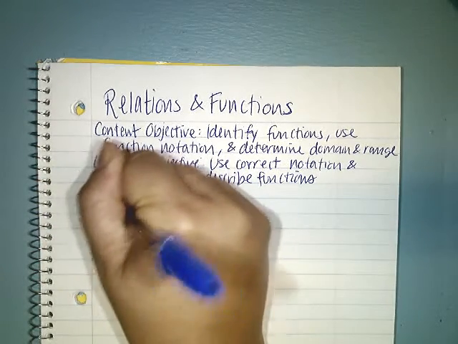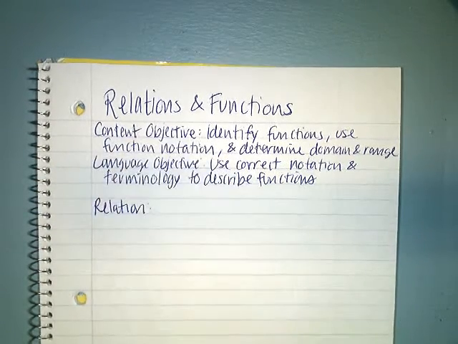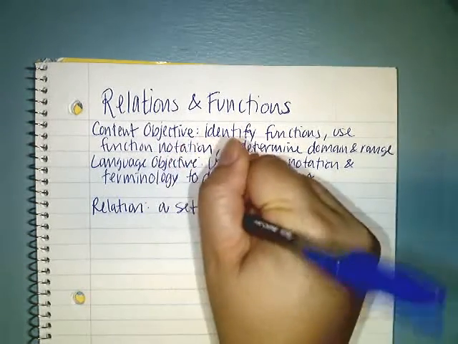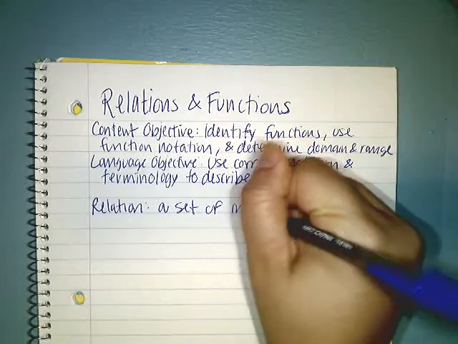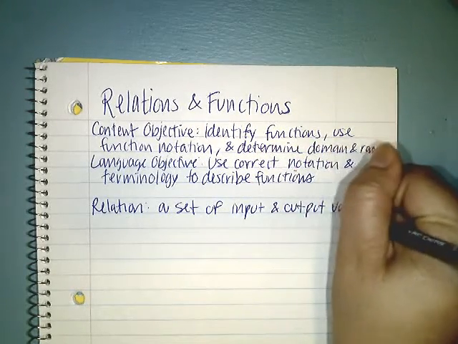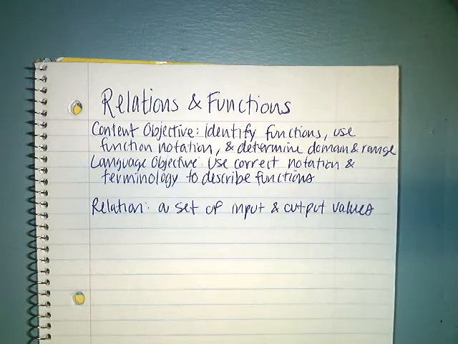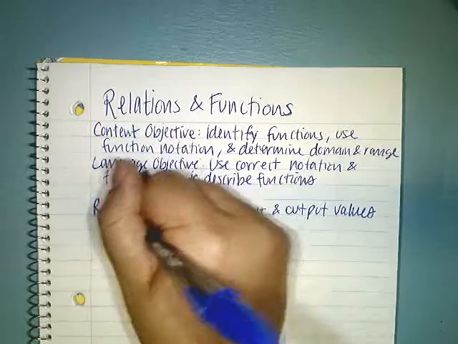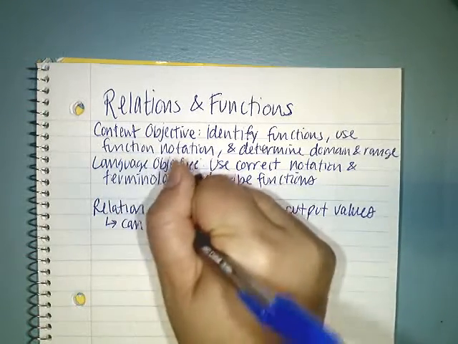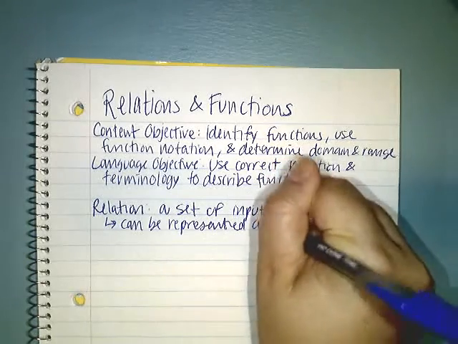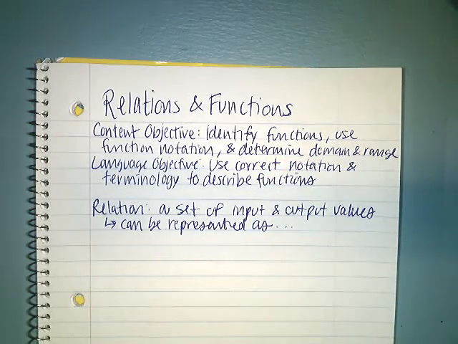Our language objective is to use the correct notation and terminology to describe functions and their characteristics. So we're going to start with defining a relation. A relation is a set of input and output values. There's several ways we can represent relations, so I'll make a list. A relation can be represented as, and then there's several that you've probably heard of before.